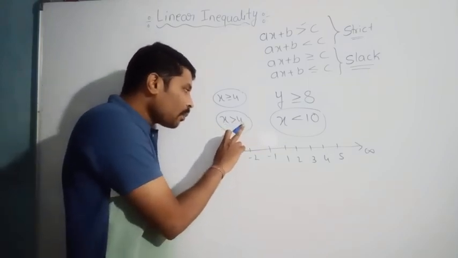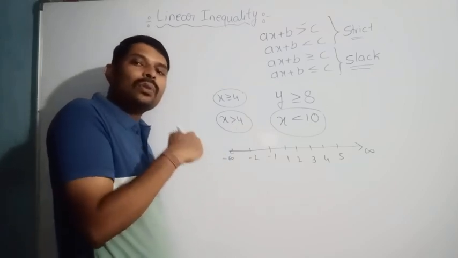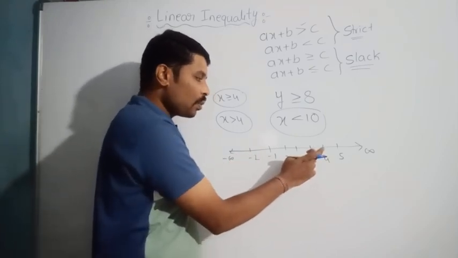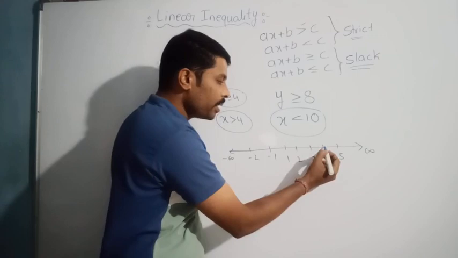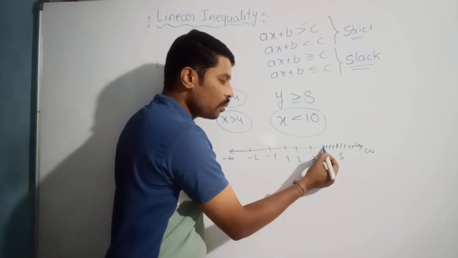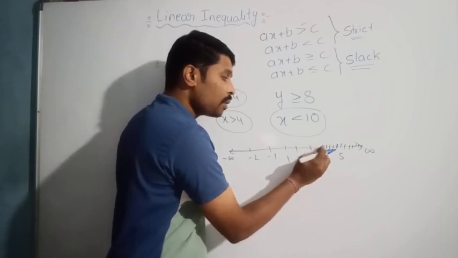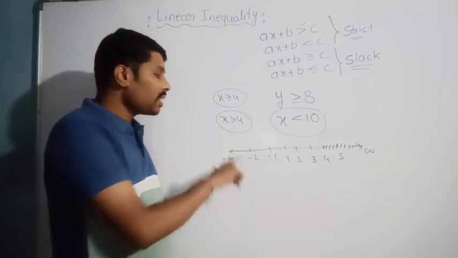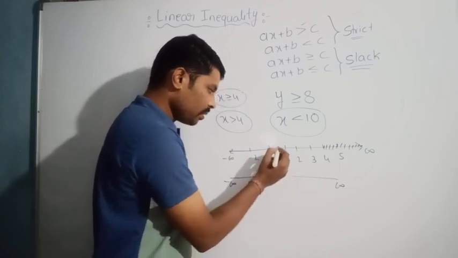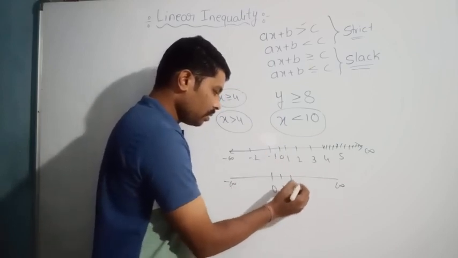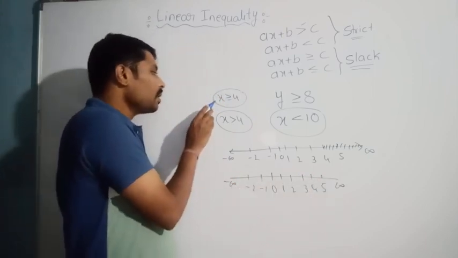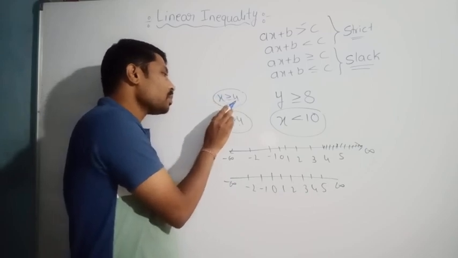x is greater than 4 means the value of x is greater than 4. Means x will not take 4, students. X should be greater than 4 means all these numbers will come. Greater than 4, 4 will not come. But immediately after 4, which number is there? That we have to consider, that is greater than 4. Sorry, here 0 was not mentioned. 0, 1, 2, 3, 4, 5, minus 1, minus 2. Sir, how to denote x is greater than or equal to 4?